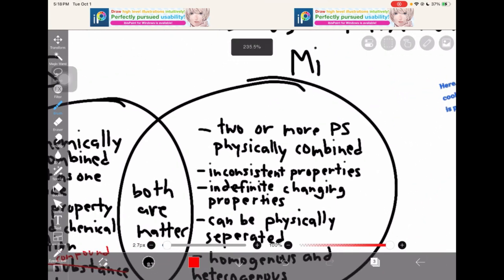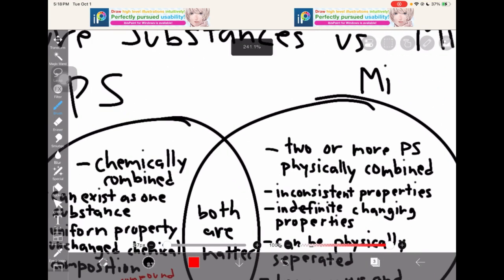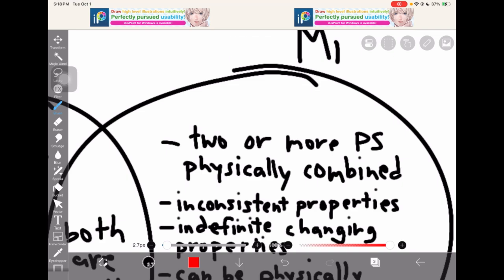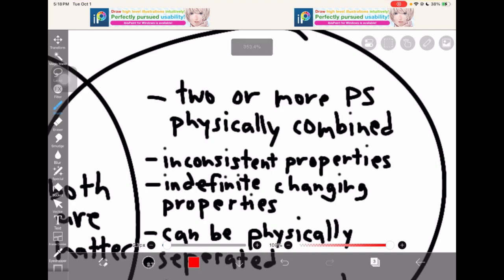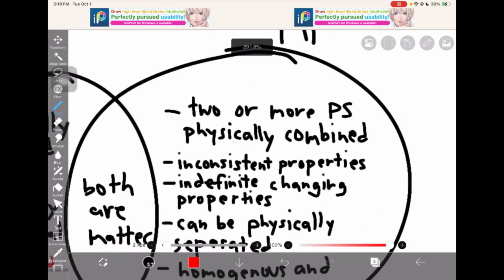Next is mixtures. So these are 2 or more pure substances physically combined, just like I said, water and salt, and then sugar, I guess. But due to this, these have inconsistent properties. As the stuff you add, they're not really consistent, they're not the same. That's why we have inconsistent properties. And of course, these properties change over time, which means when you leave a pizza out, it doesn't stay like that forever. It will change, obviously. That's an example of a mixture.